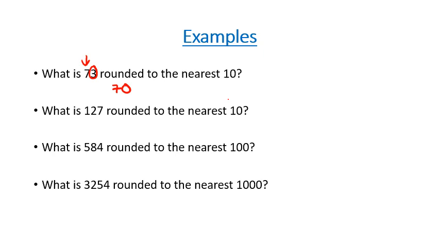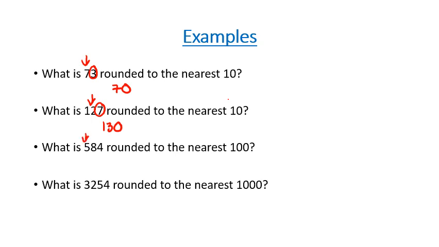The next question said, what is 127 rounded to the nearest 10? Well, I know the tens column is the 2, so I'm actually looking at the 7. I know 7 is 5 or more, so I round up. This gives me 130. My next question says, what is 584 rounded to the nearest 100?